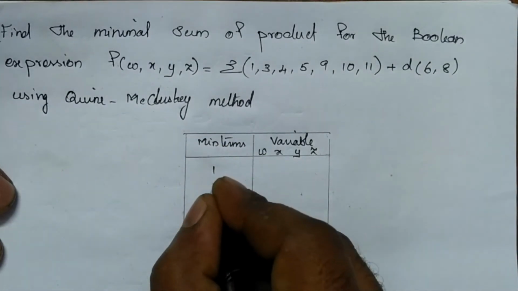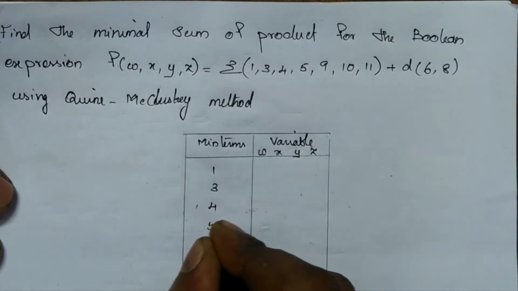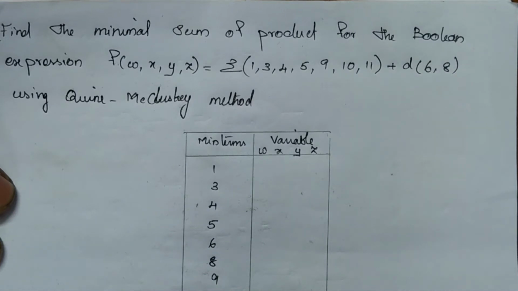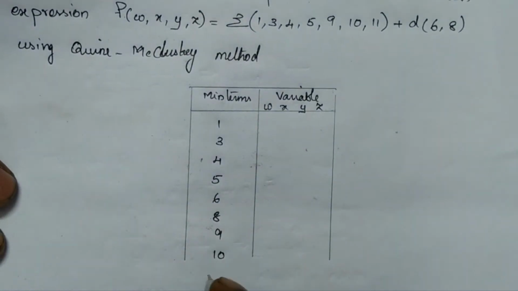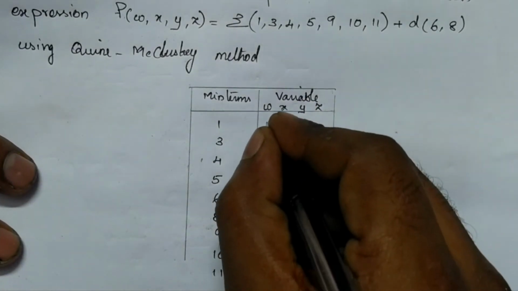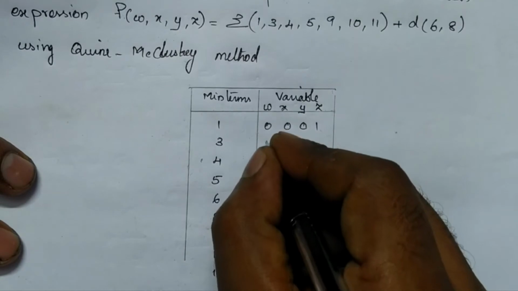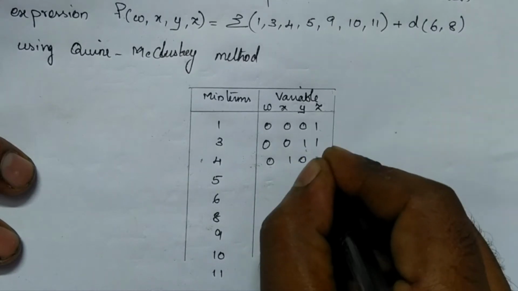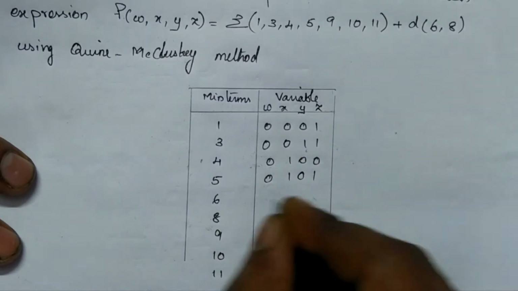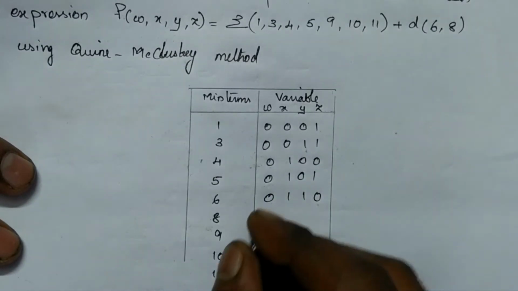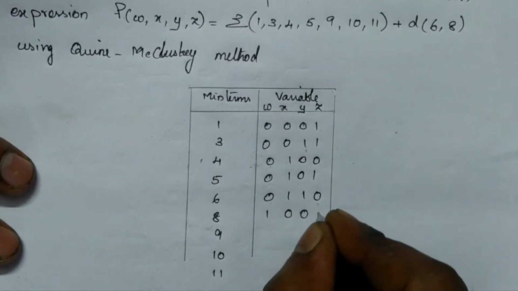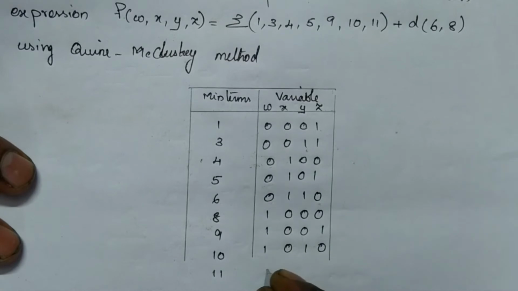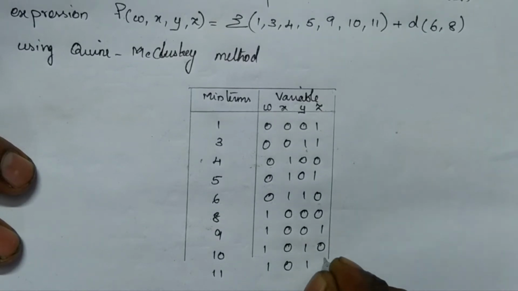So 1, 3, 4, 5, 6, 8, 9, 10 and 11. Here 1 is 0 0 0 1, 3 is 0 0 1 1, 4 is 0 1 0 0, 5 is 0 1 0 1, 6 is 0 1 1 0, 8 is 1 0 0 0, 9 is 1 0 0 1, 10 is 1 0 1 0, 11 is 1 0 1 1.